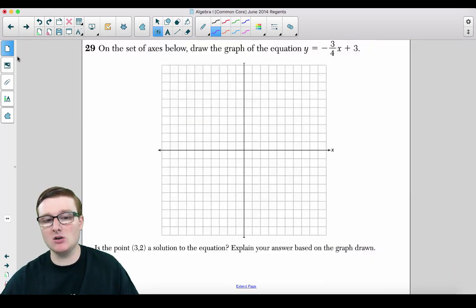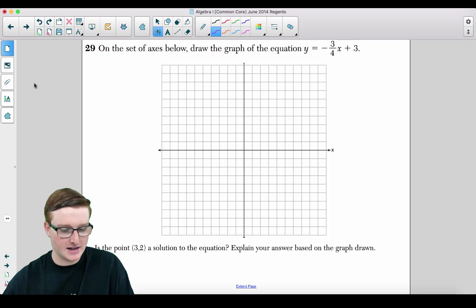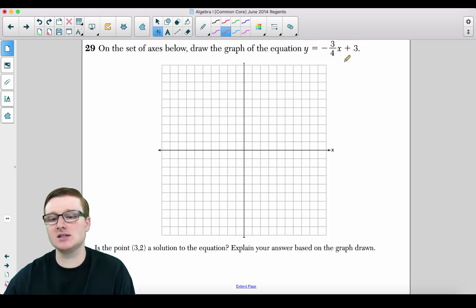All right, moving on to question number 28. On the set of axes below, draw and graph of the equation y is equal to -3/4 x plus 3. And what we're going to do right now is just basically draw this.